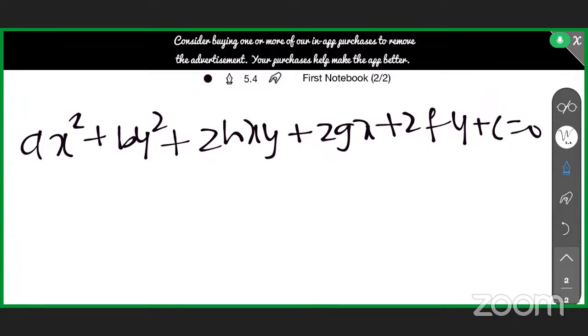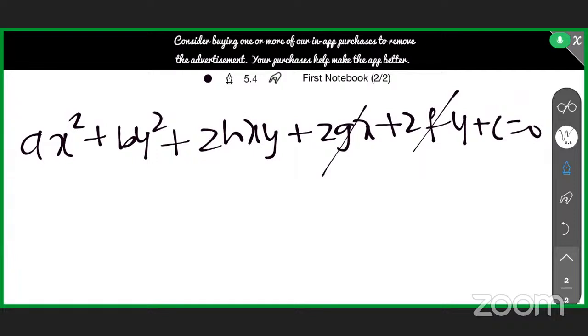Already I told you in the first 2-3 classes that we use transformation of axis to simplify the equation. Yes or no? And we simplify the equation by removing unwanted things. So in the translation of axis, what are we removing? We are removing the first order terms in x and y.